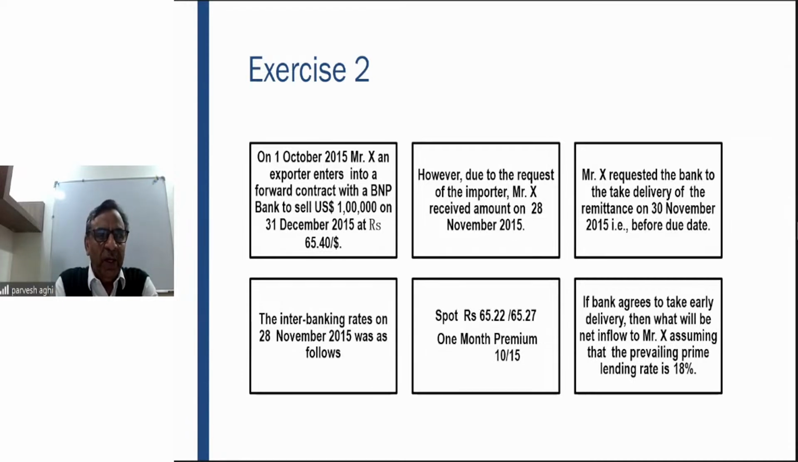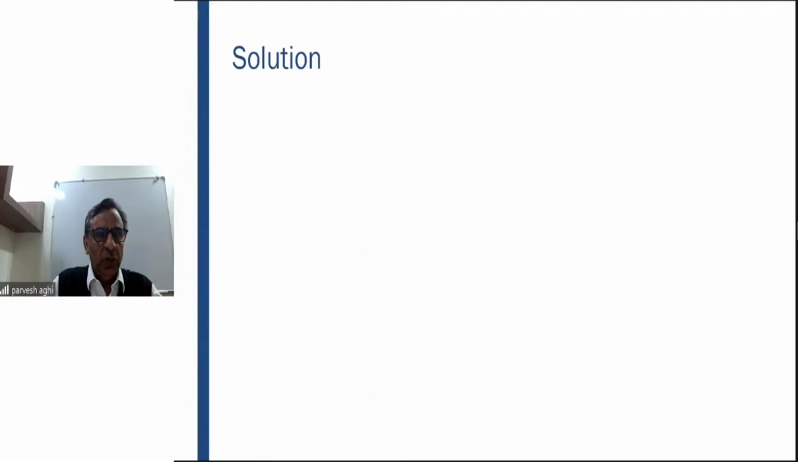So the interbank rates on 28th November 2015 were as follows. The spot rate is 65.22, which is the bid rate, and 65.27, which is the ask rate. Now the customer has received dollars, so the 65.22 bid rate will become applicable here. And 1 month premium is also given, which is 10 swap points oblique 15. So if the bank agrees to take the delivery, then what will be the net inflow to Mr. X, assuming that the lending rate is 18%? Okay, so I'm just going to get to the board and explain that.